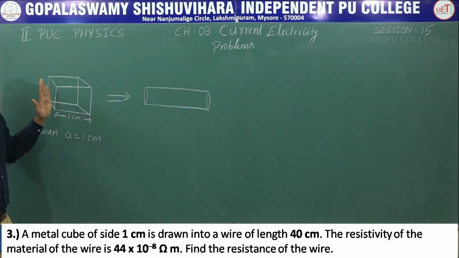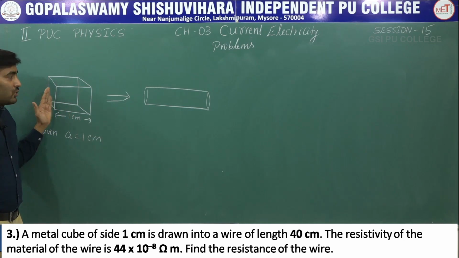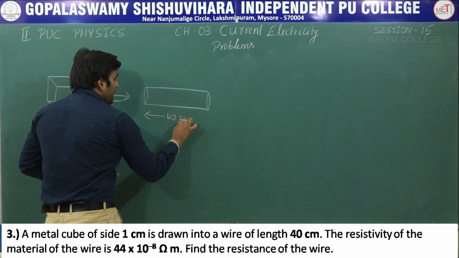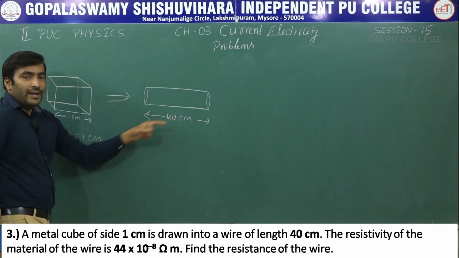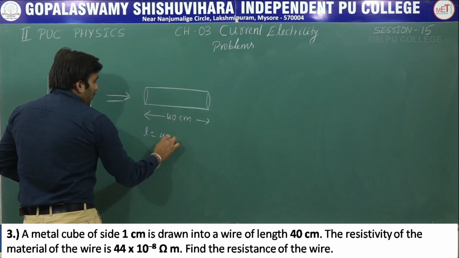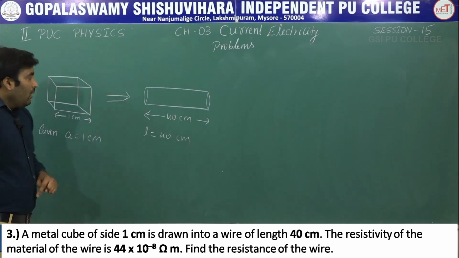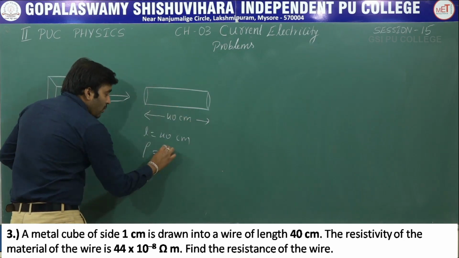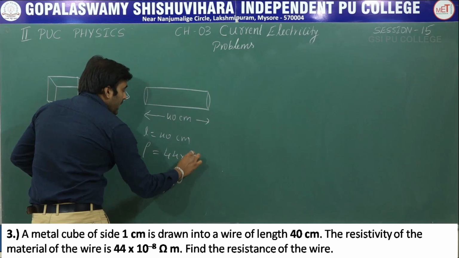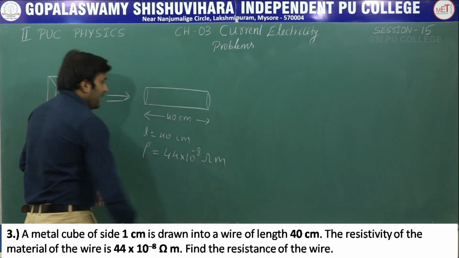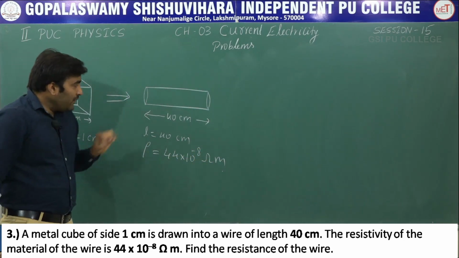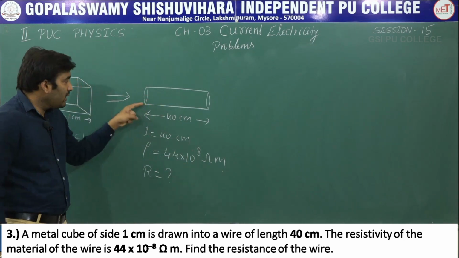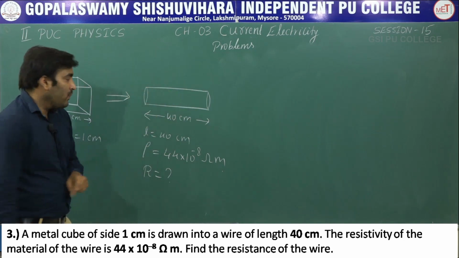So we are just changing the shape of the metal cube into a wire, and this wire is now having a length of 40 centimeter. The length of this wire is 40 centimeter, L is equal to 40 centimeter. Now what is the other thing given? The resistivity of this wire is given as 44 into 10 power minus 8 ohm meter. What we need to find is the resistance of this wire.